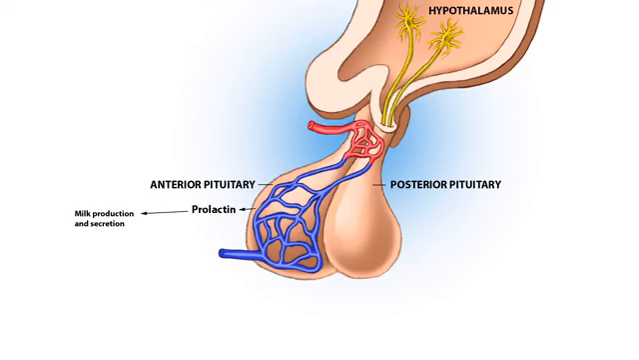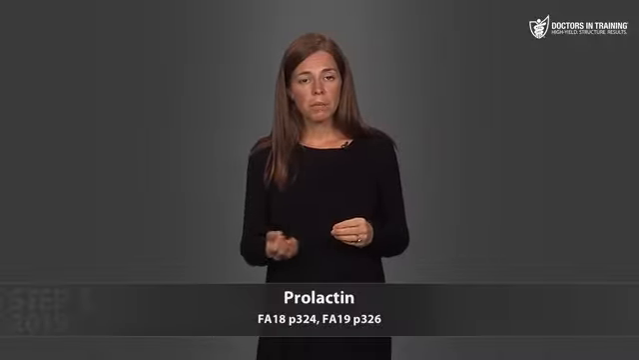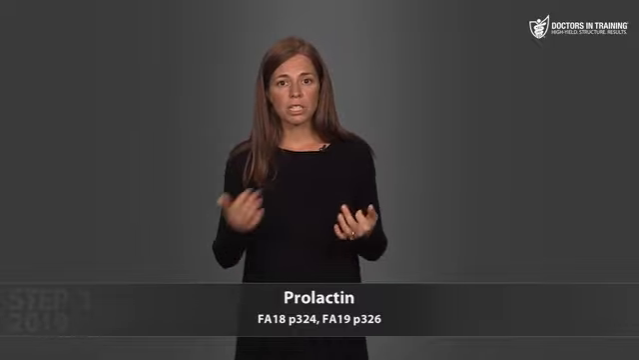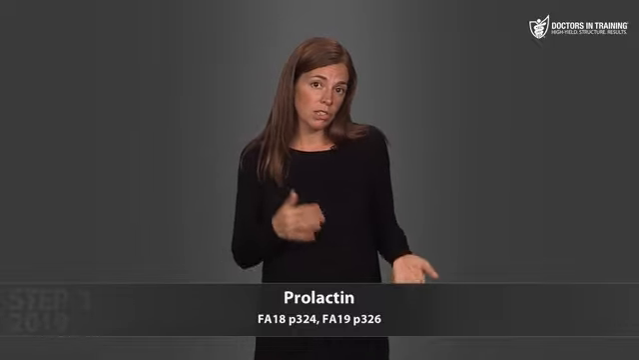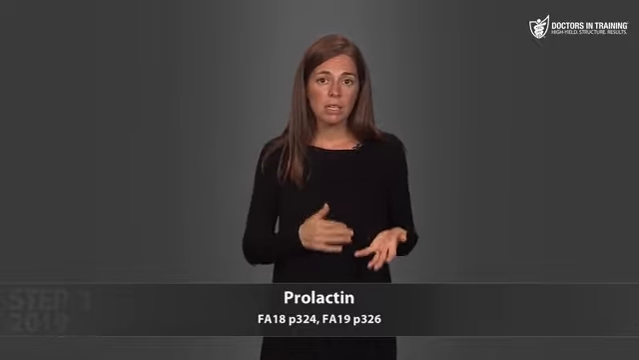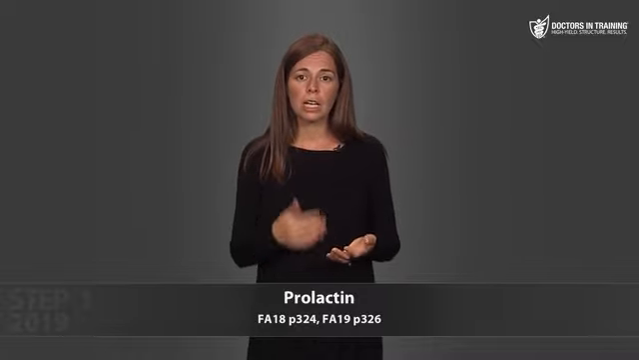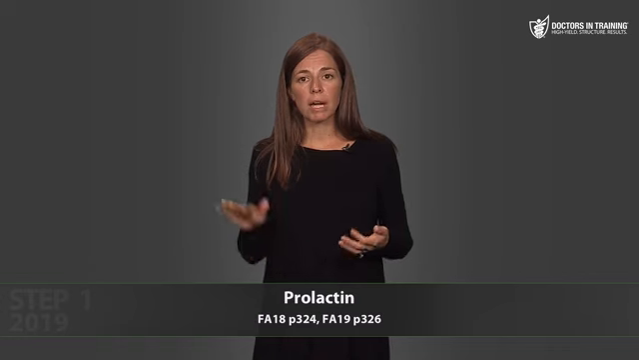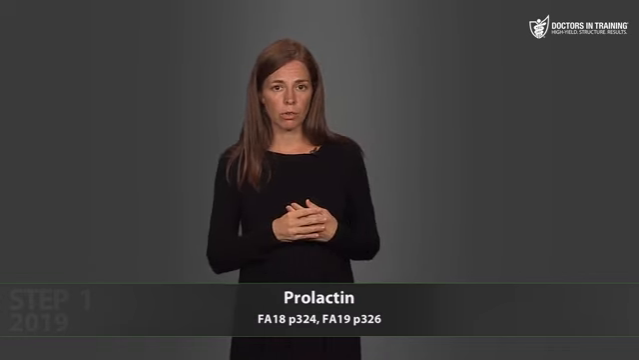Okay, moving on. Prolactin stimulates milk production and secretion. So it stimulates breast development and inhibits ovulation, which will decrease the likelihood of getting pregnant while breastfeeding. It does this by inhibiting GnRH, which in turn inhibits production of LH and FSH. And prolactin is stimulated by TRH, or thyrotropin-releasing hormone.